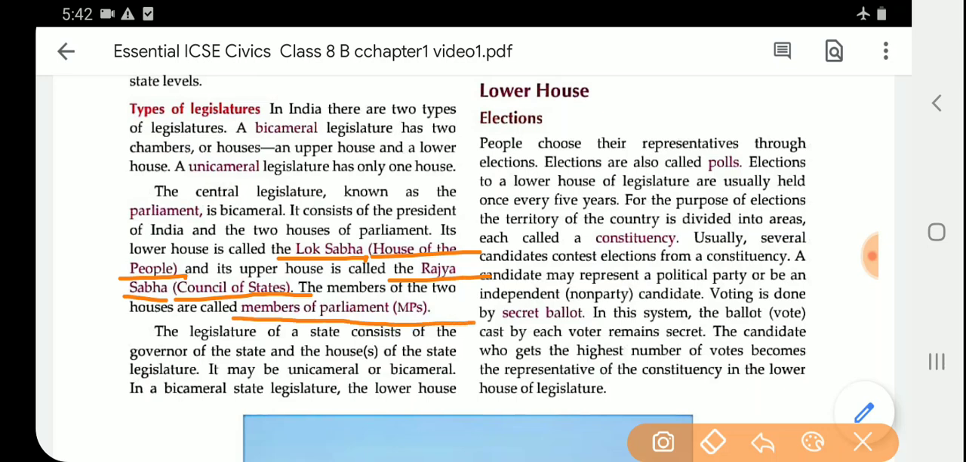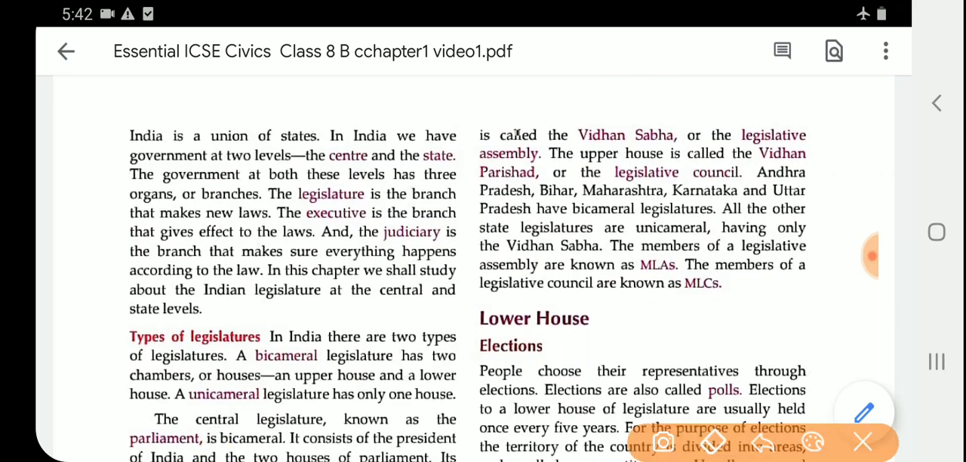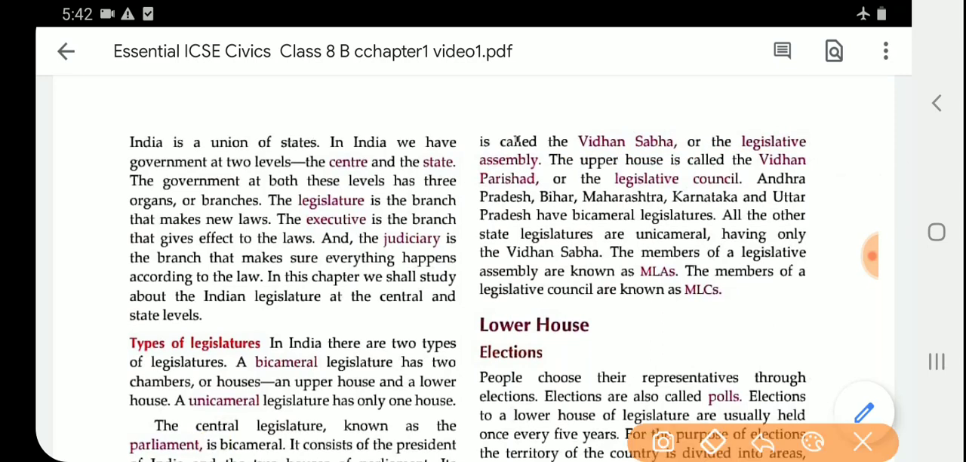Now, the legislature of a state consists of the governor of the state and the house or houses of the state legislature. It may be unicameral or bicameral. In a bicameral state, the lower house is called Vidhan Sabha or the Legislative Assembly, and the upper house is called Vidhan Parishad or the Legislative Council. Now, Andhra Pradesh, Bihar, Maharashtra, Karnataka, Uttar Pradesh.